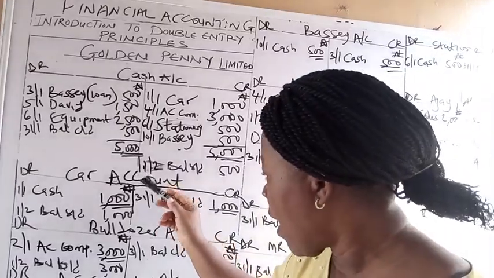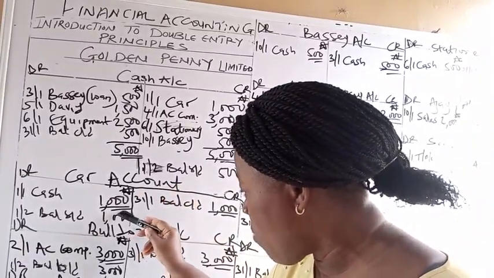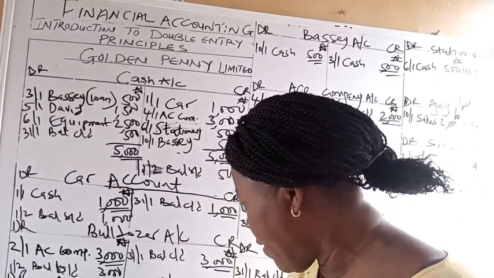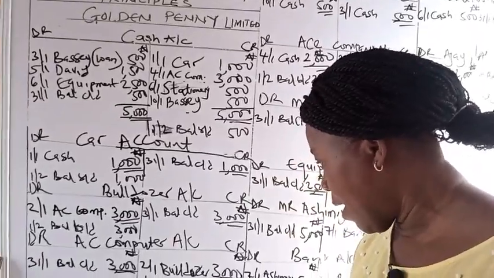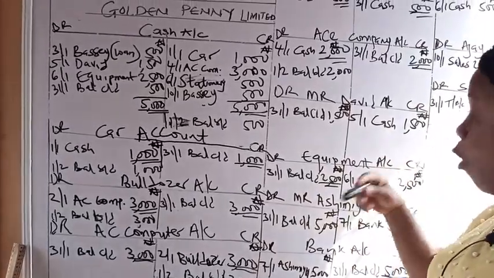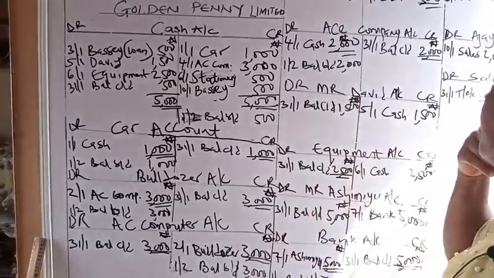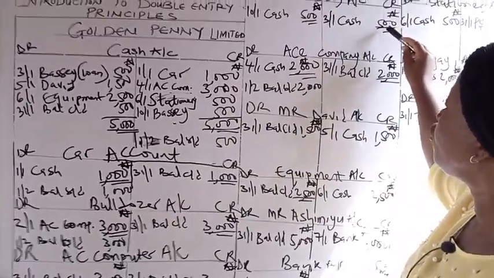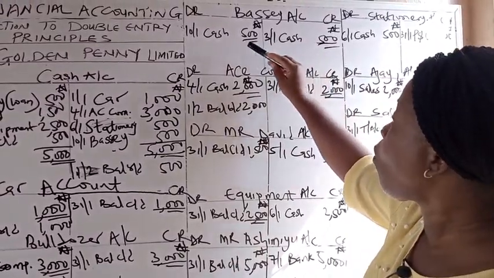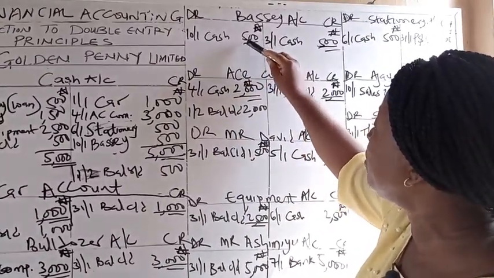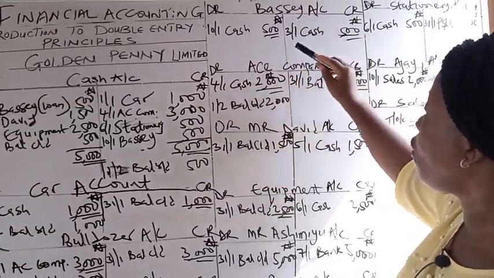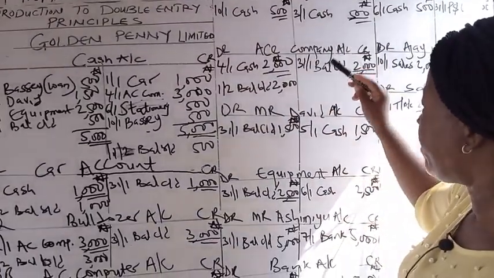Now, car is an asset because it's on the debit side. Bulldozer is an asset because it's on the debit side. Easy computer is a liability because it's on the credit side. The opening balance is on the credit side. Bassi's loan collected on the 3rd of January was paid on the 10th. So the organization is no longer owing Bassi any amount of money. So that is that about Bassi's account.